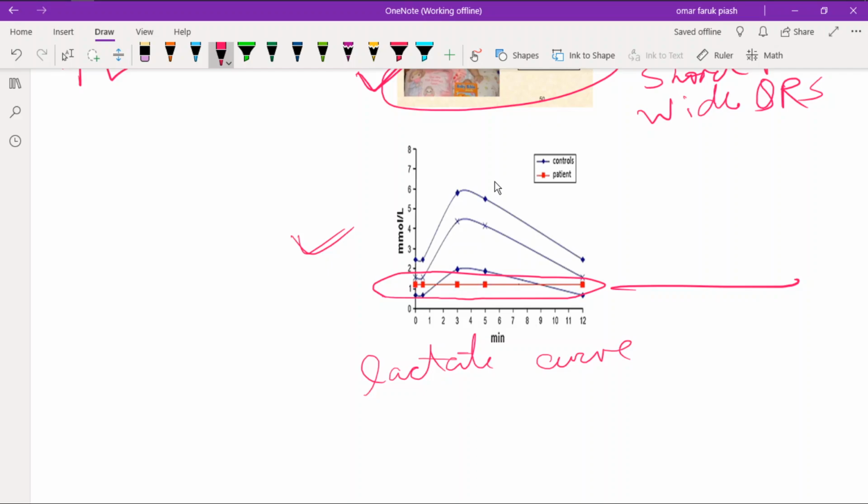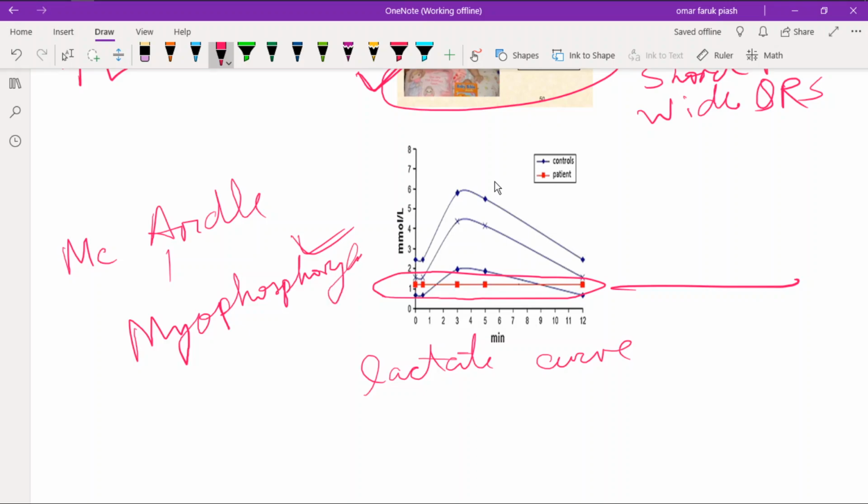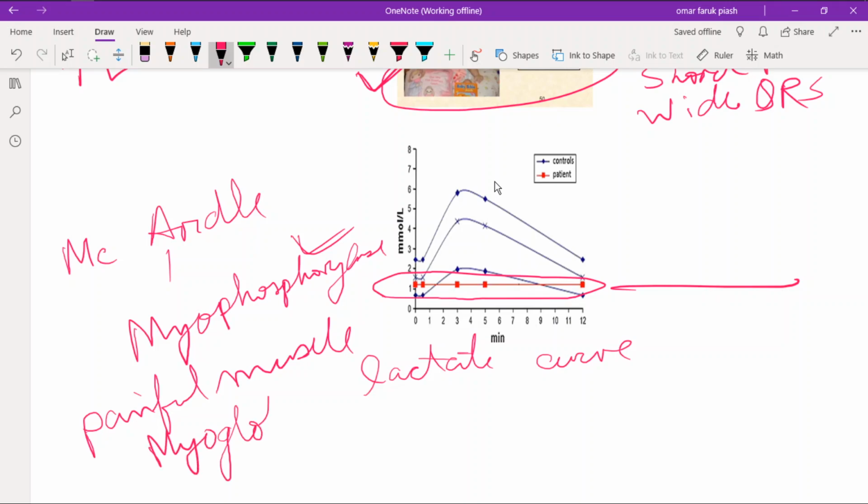In McArdle disease, myophosphorylase enzyme is deficient. McArdle is related to muscle. There is painful muscle cramp, and myoglobinuria with strenuous exercise, and arrhythmia from electrolyte abnormalities.